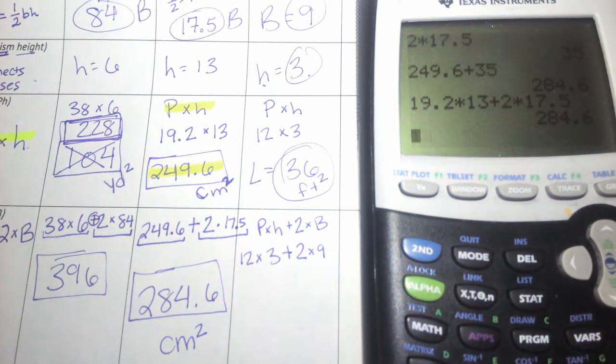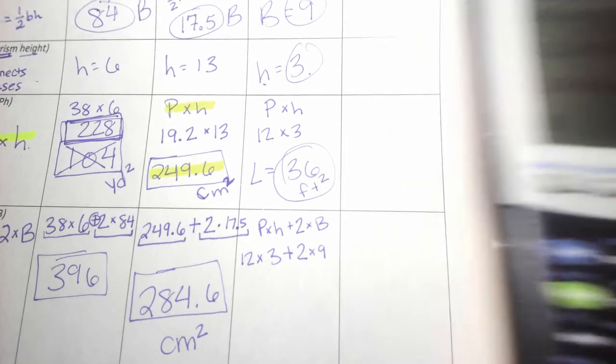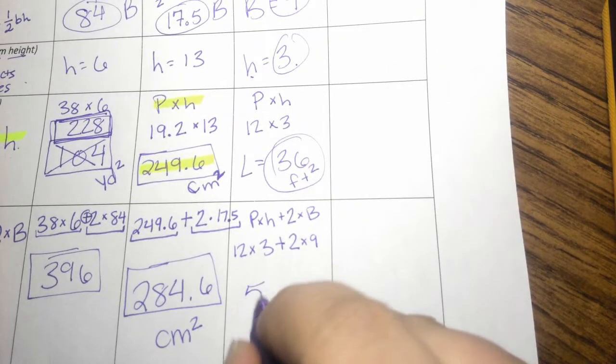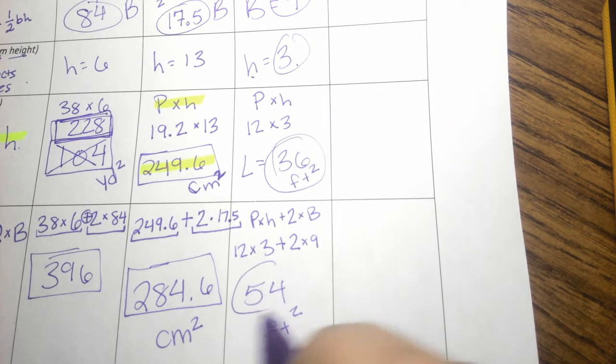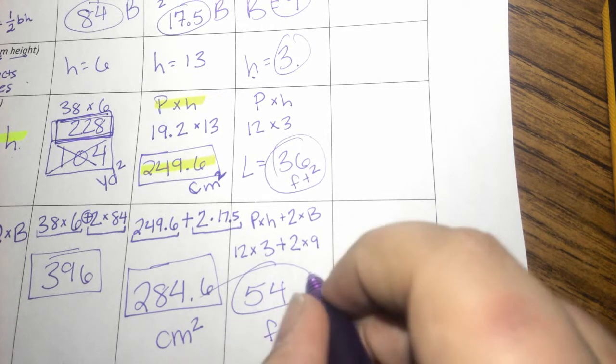12 times 3, 12 times 3 plus 2 times 9, you get 54. 54 feet squared. And that's for the total surface area.